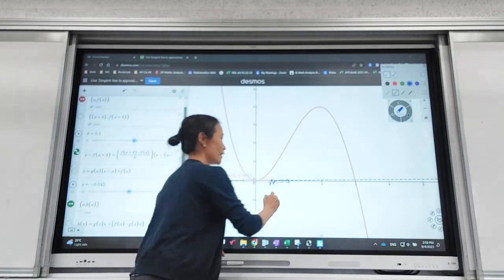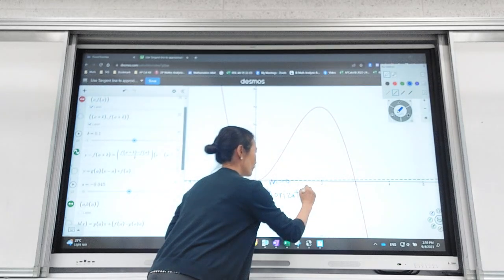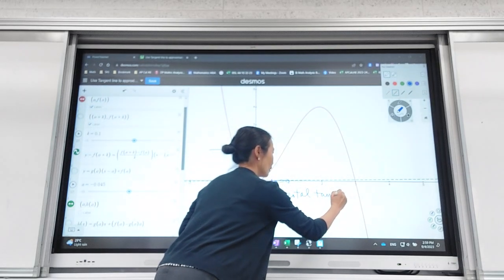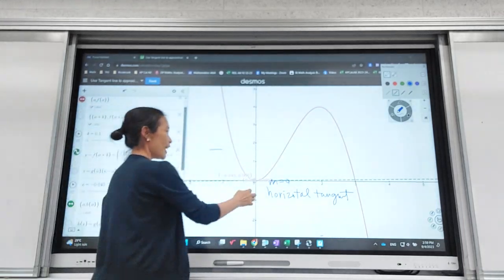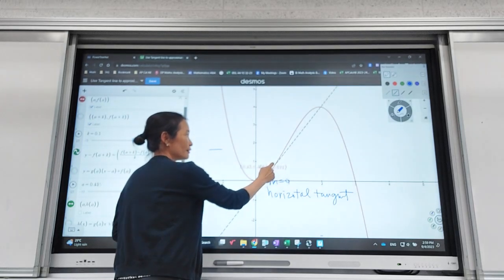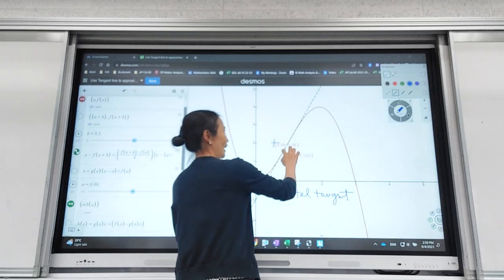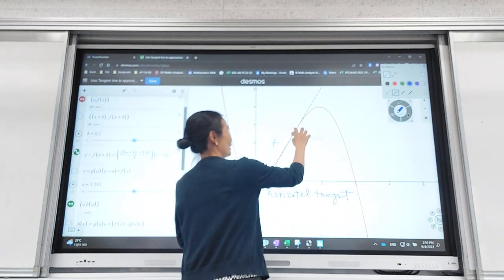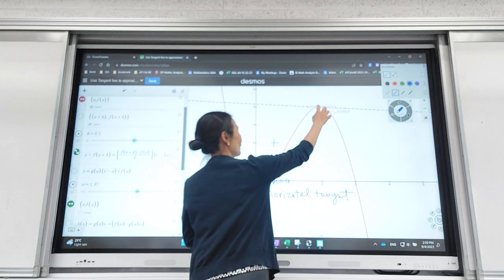We also call this horizontal tangent, because it looks horizontal. And then after that, look at the slope. It becomes positive. So this is a positive slope. I'm looking at the slope, and it's gradually, what's happening here?